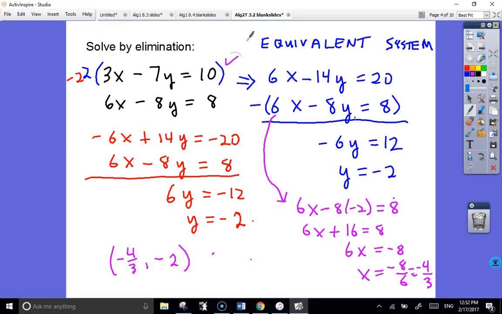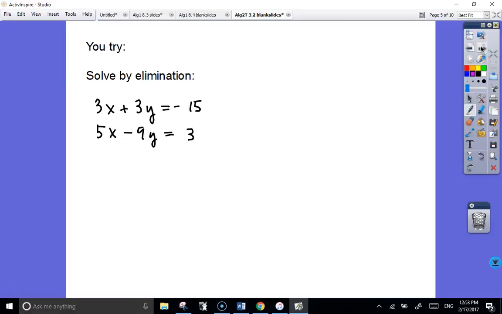That checks. 6 times negative 4/3 would be negative 8. Minus 8 times negative 2, that's plus 16. So negative 8 plus 16 is 8. So it checks. So try that one.